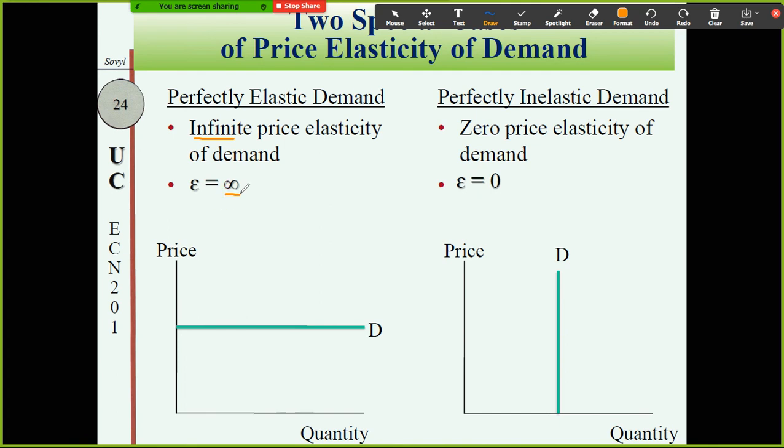But if we have a vertical demand curve like this one, epsilon is always 0. Why is it always 0? Because change in Q equals 0, so 0 divided by change in P, whatever the change in P is, is still 0. How about this one? Why is it infinite? Because change in P equals 0. So change in Q divided by 0 is infinite.